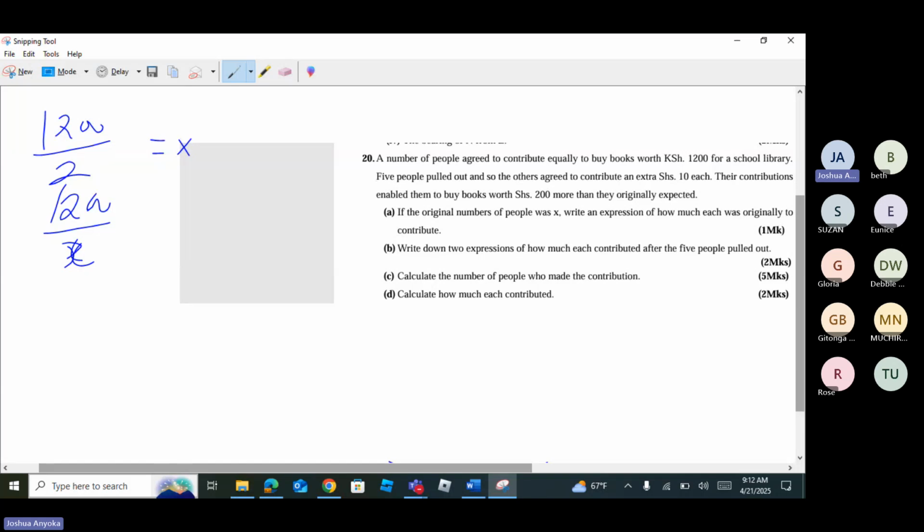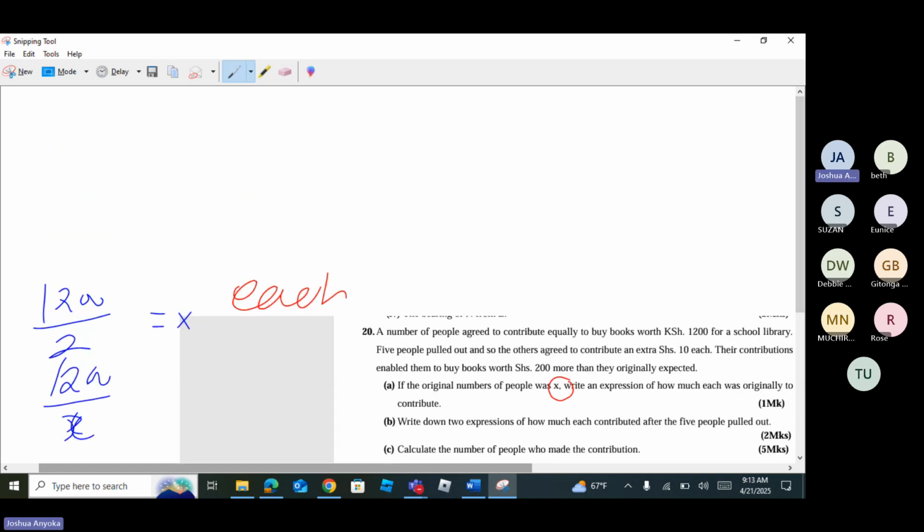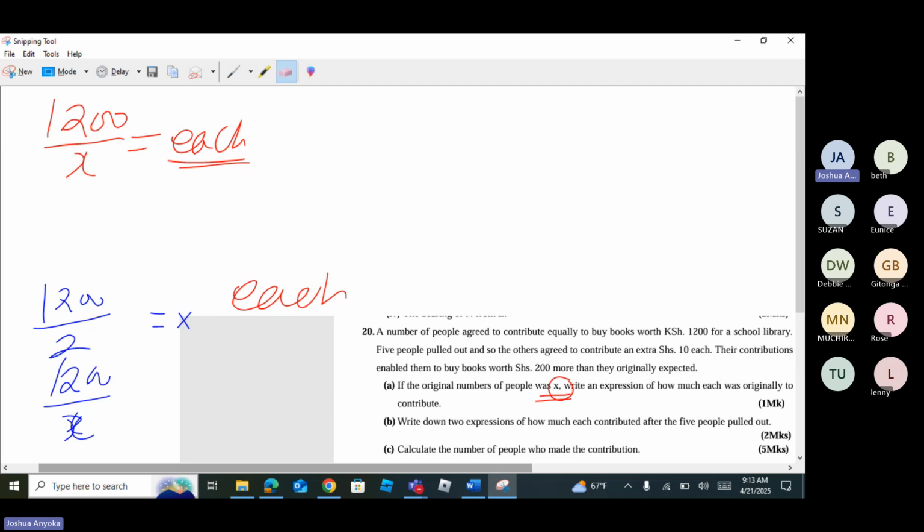Originally, if the number of people were X, each will contribute what? The intended amount to be contributed is 1200 divided by the number of people X. That's what each will contribute originally. The first person to give us the response, have you seen, are you convinced? Yes. That's part A.